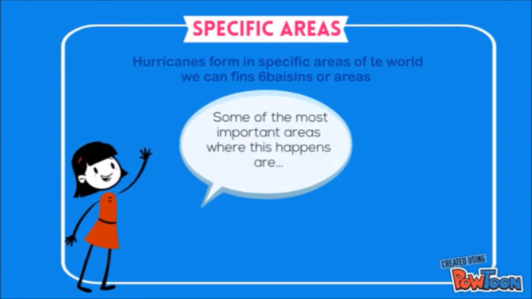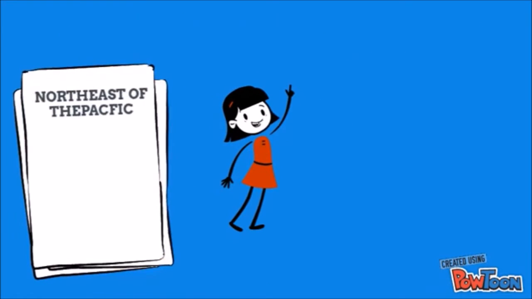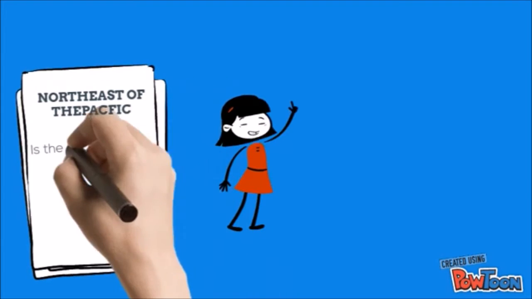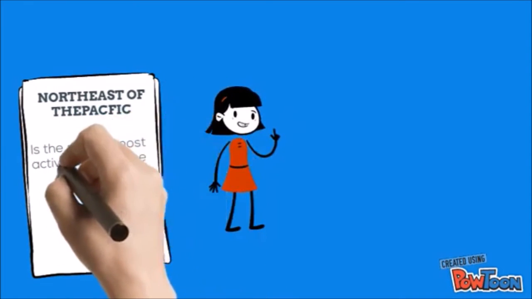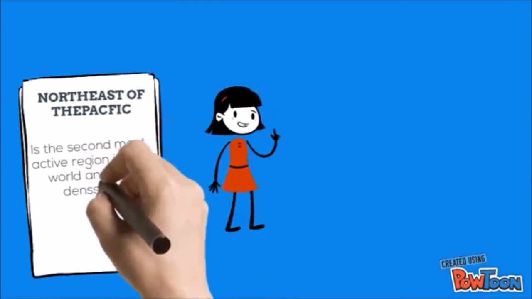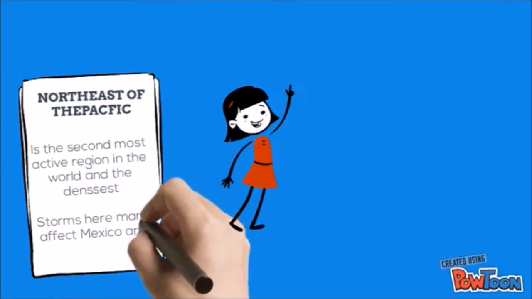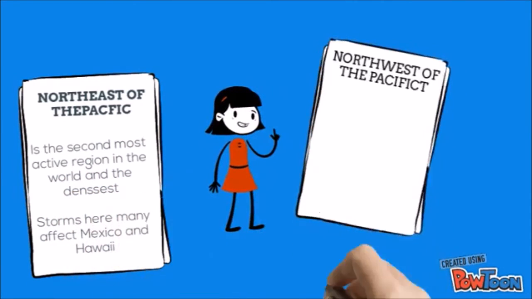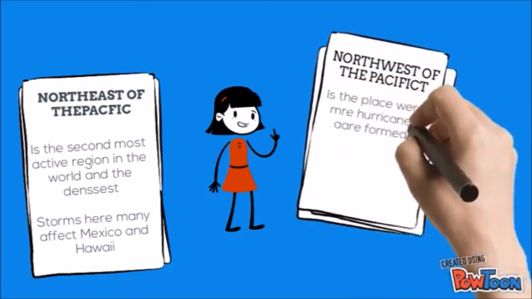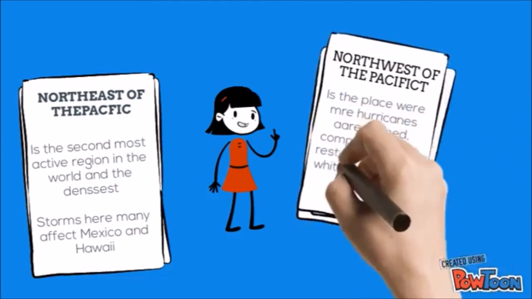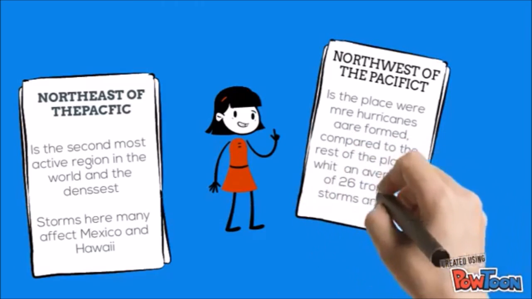Hurricanes form in specific areas of the world. We can find 6 basins or areas. Some of the most important areas where this happens are the northeast of the Pacific. It is the second most active region in the world and the densest. Storms here mainly affect Mexico and Hawaii.